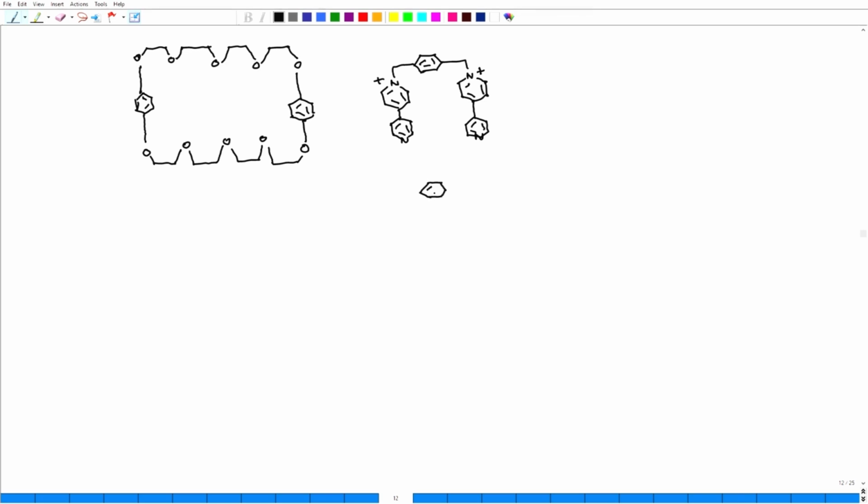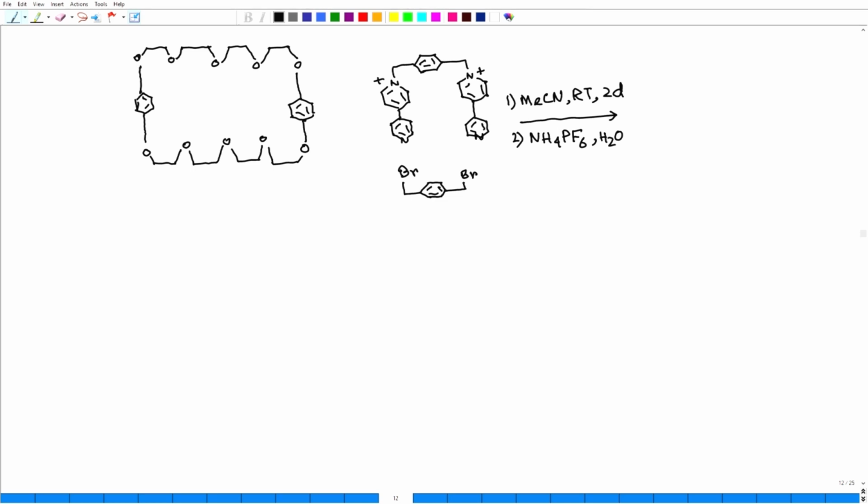They will react. Maybe I will write at the top. And what is the condition? Condition is acetonitrile solvent, at room temperature, 2 days, and then you also use ammonium hexafluorophosphate. This is 1 and this is 2, ammonium hexafluorophosphate in water, you add it.